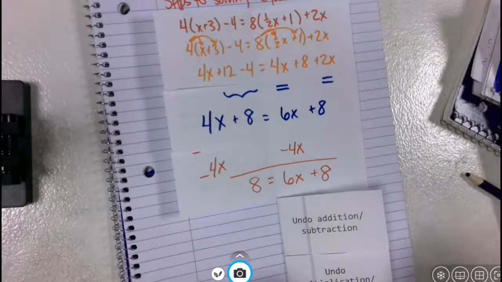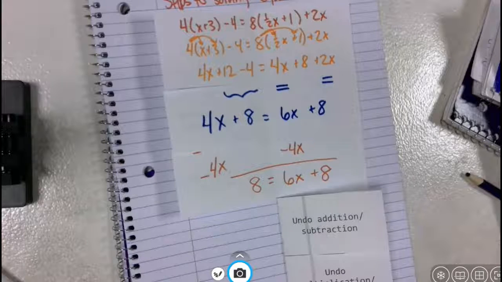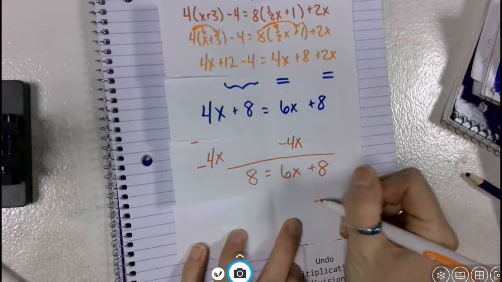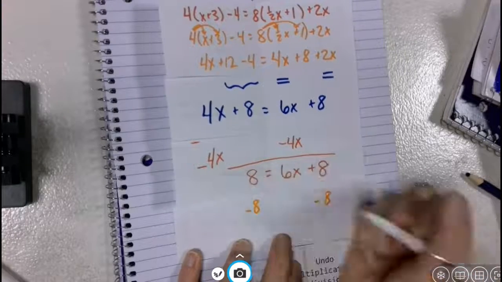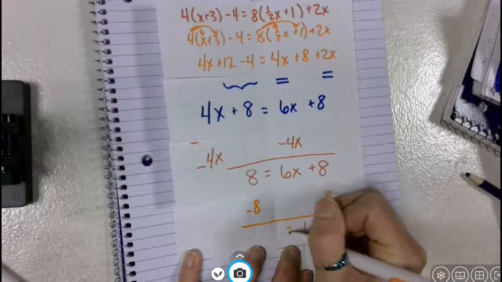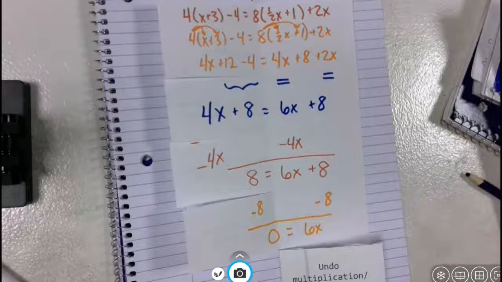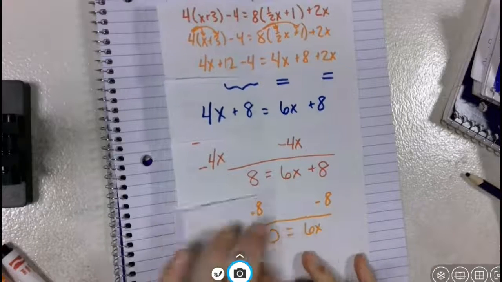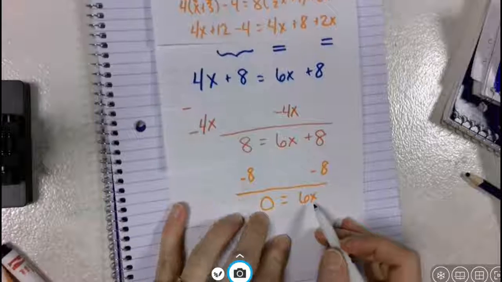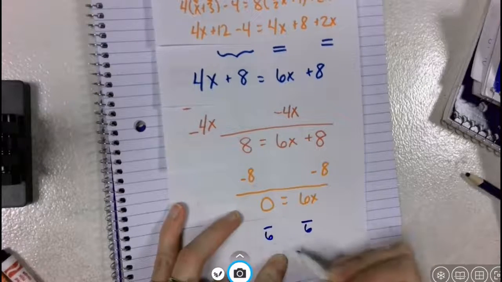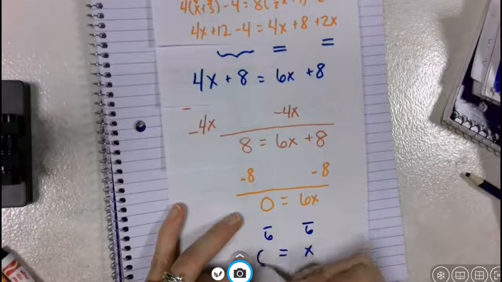So the next thing I have to do is I need to undo addition or subtraction because I'm working through the order of operations backwards. So to undo the addition, I would subtract 8, and what I do to one side, I have to do to the other side. So that gives me 6x equals 0. Then the last step is I have to undo multiplication or division. So here I see I'm multiplying, and so in order to undo multiplying, I divide. So I'm going to divide by 6 and divide by 6. So x in this case will equal 0.